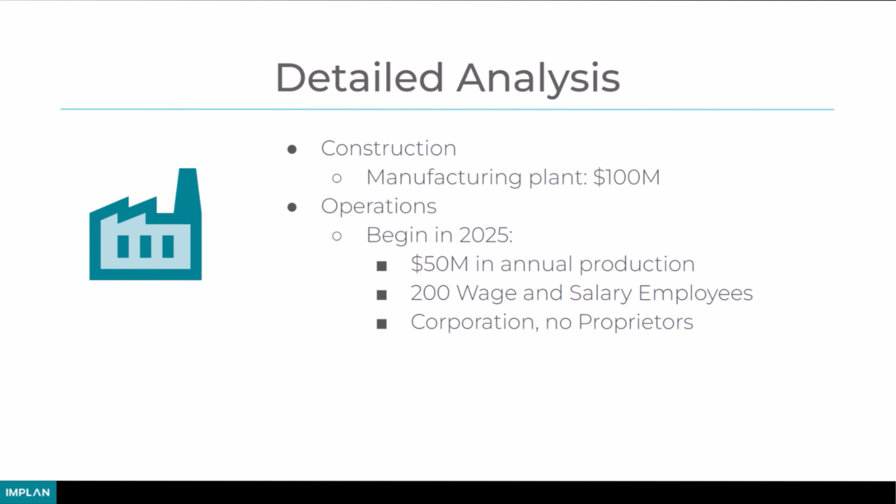We also know that after the construction is completed in 2024, the operations of the manufacturer will begin in 2025 with $50 million in annual production. That includes 200 wage and salary employees with 0 proprietors. In IMPLAN, we can model each of these values utilizing an industry impact analysis detailed event type. Let's jump into IMPLAN and demonstrate how easy this can be.